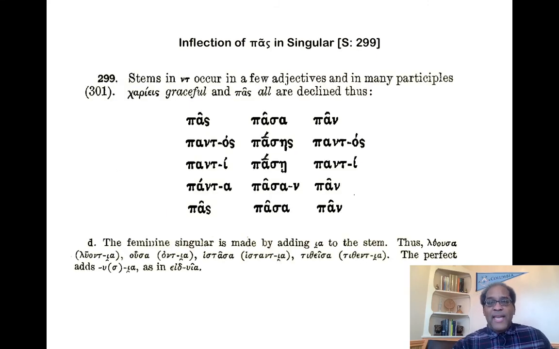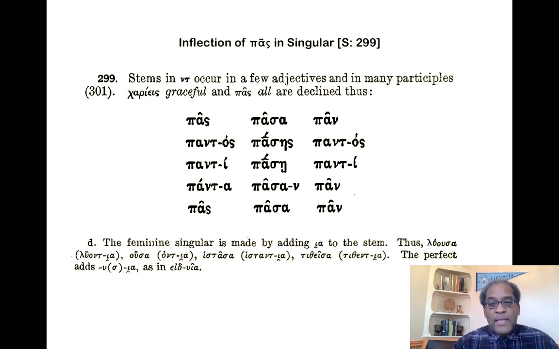So now we get the very interesting and ubiquitous πᾶς. We'll look at the lexical entry for πᾶς in a second, but basically we'll just say it means all right now. And here again, the stem is in ντ. Reading Smyth 299, stems in ντ occur in a few adjectives and in many participles. So the principles of euphony that we're going to discuss with these stems in ντ are very important and transferable to understanding how participles work when we begin talking about those. And as I mentioned, when we discussed the aorist passive participle a while ago. But anyways, so we have πᾶς, παντός, παντέ, πάντα, πᾶς.